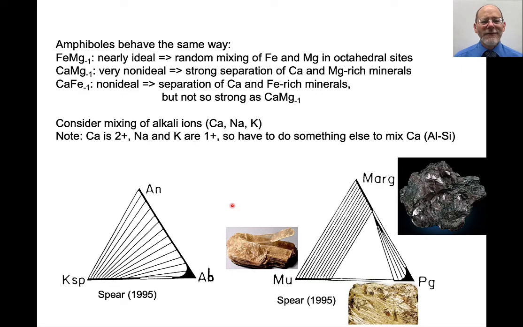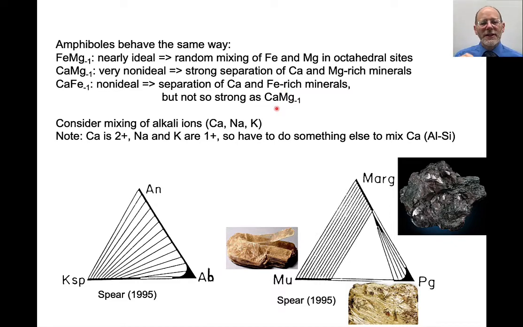Okay, amphiboles behave in exactly the same way. Iron and magnesium is nearly ideal. Calcium magnesium is very non-ideal, so that separates out calcic amphiboles from iron magnesium amphiboles. And iron and calcium are pretty non-ideal. They tend to separate calcium and iron-rich minerals, but not so strongly as calcium and magnesium.